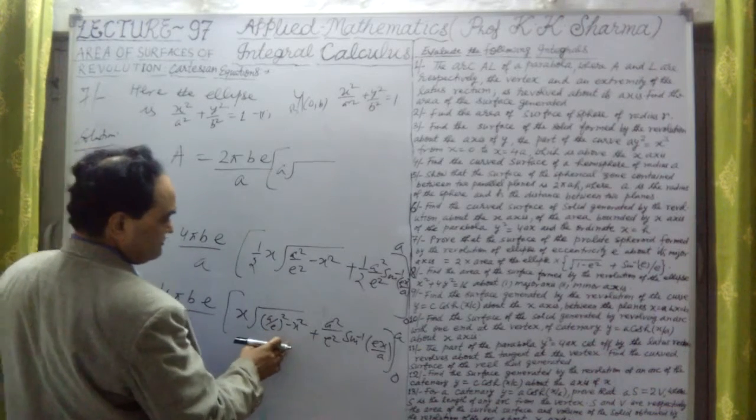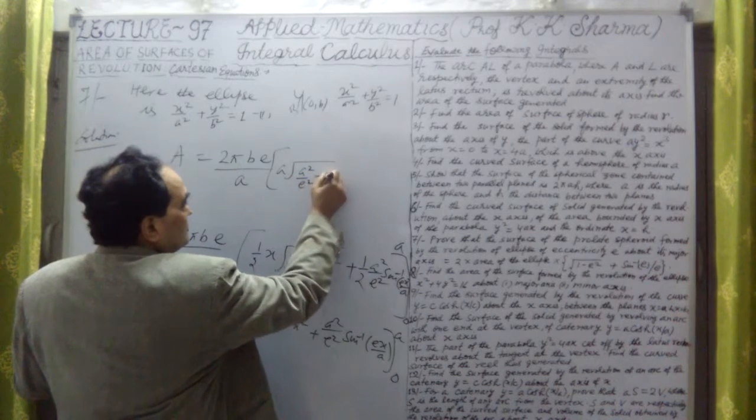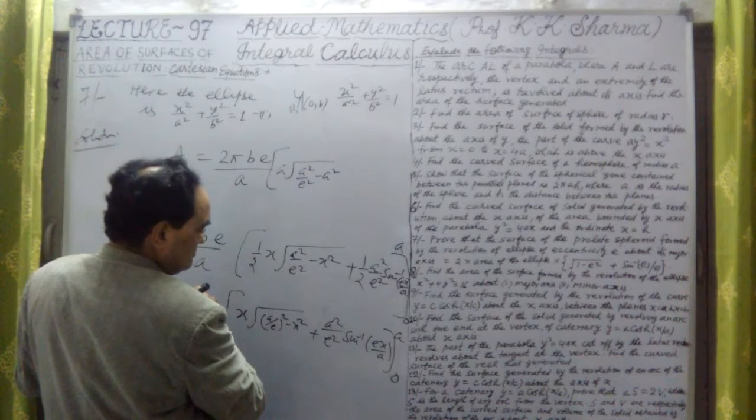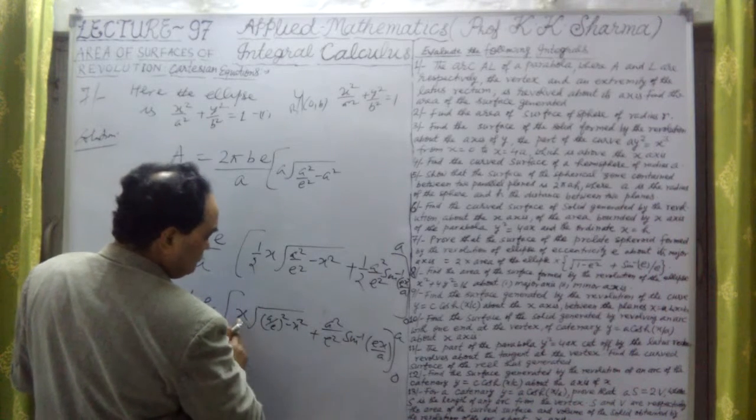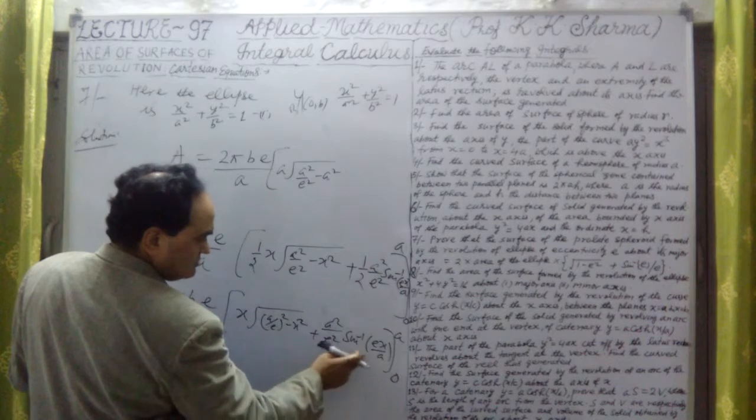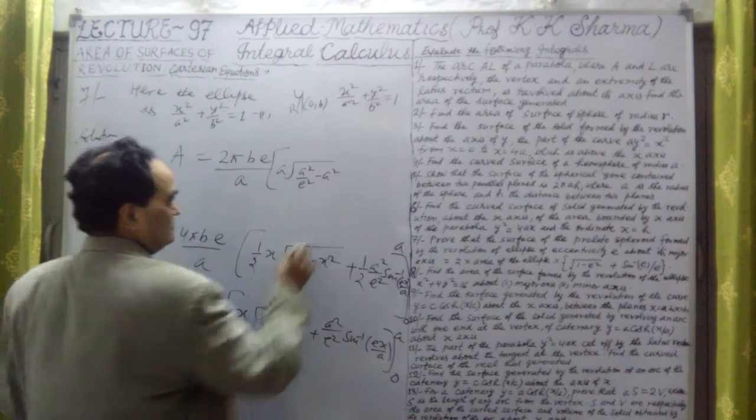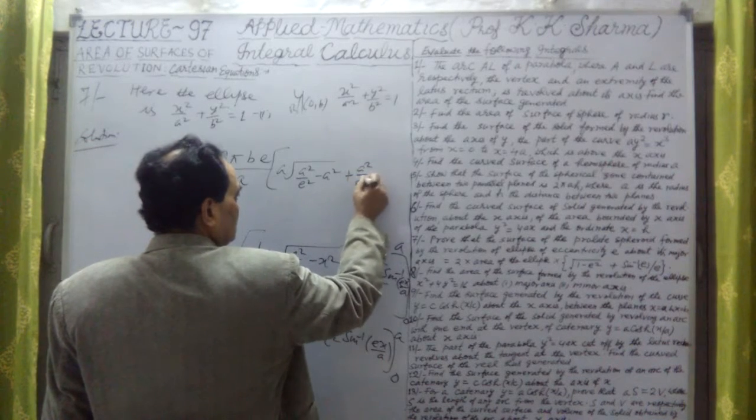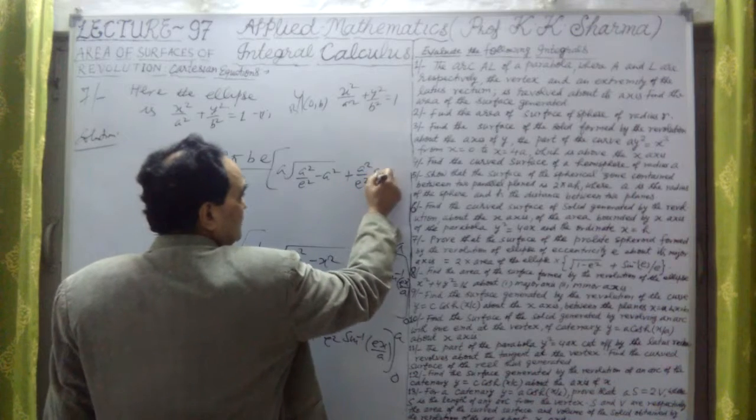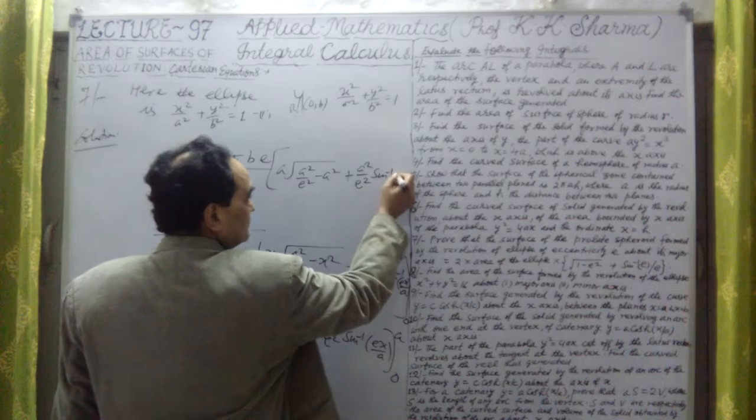Inside the value will be a square, the first step. This is a square upon e square minus a square. At 0 it will be 0 because 0 into something is 0. At 0, sine inverse 0 is 0, so the lower limit will make it 0. Now plus a square upon e square into sine inverse, now e a upon e, that means sine inverse e only.